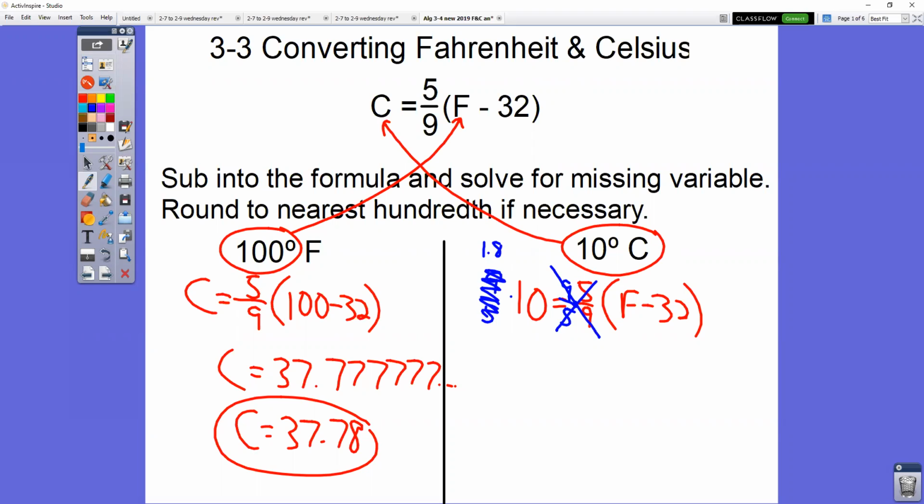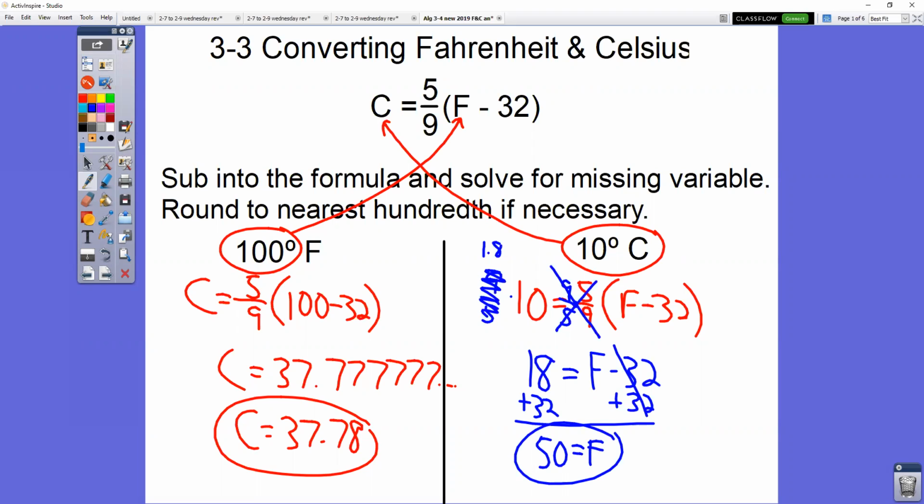So we have 1.8 times 10, which is 18. On the right-hand side, those fractions canceled each other out. When we bring this down, we're just getting rid of the parentheses because they're not necessary anymore. And we have F minus 32. We now need to solve that one-step equation by doing plus 32 and plus 32. So we get F equals 50.